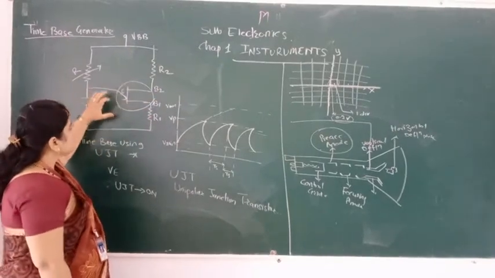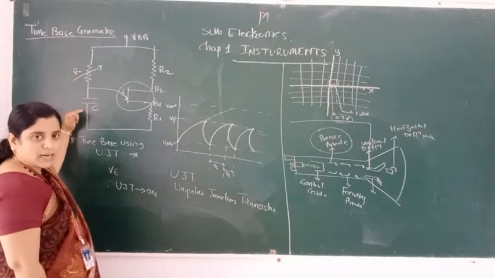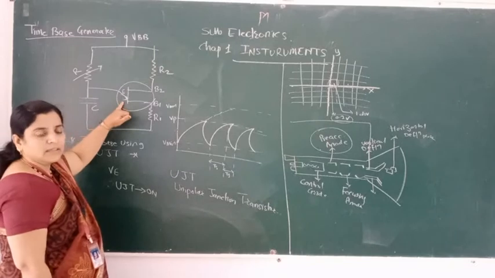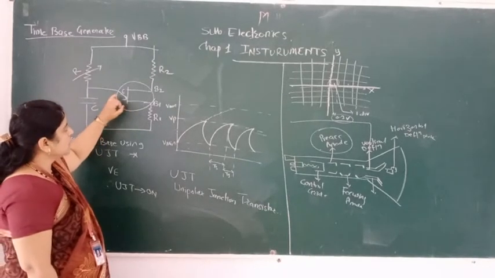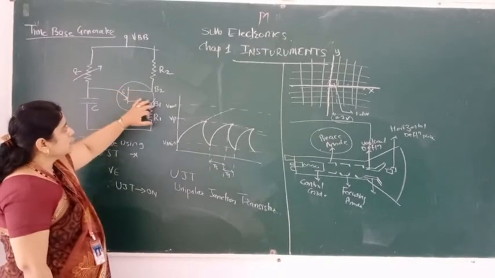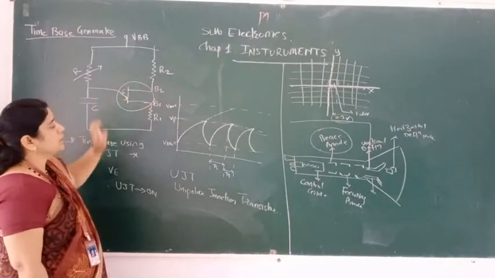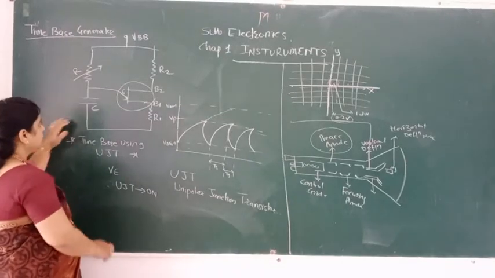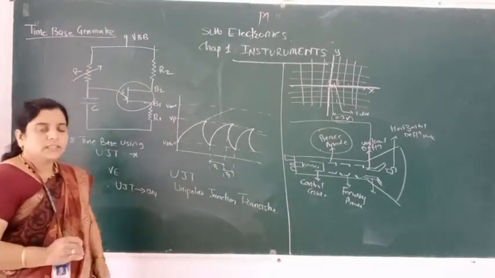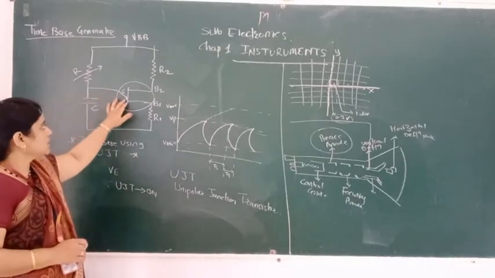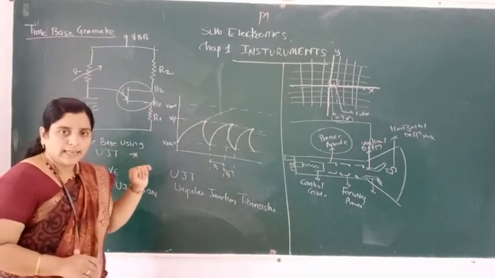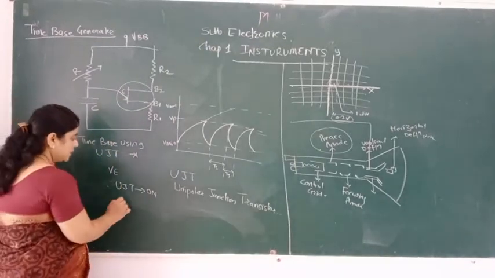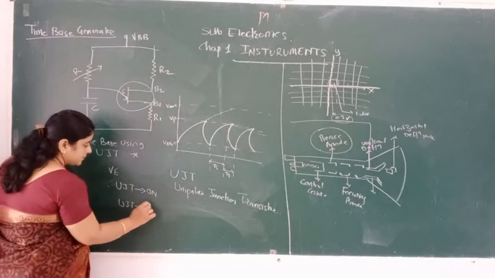According to that, what happened? If this capacitor is charged, then the voltage across the emitter, VE, will increase, so that the UJT will be on, and the voltage across base 1 and base 2 will also increase. In the second case, if the capacitor is discharged, then what happened? The voltage across the emitter will be less, so that this UJT will not be in the on condition; it will be in the off condition.